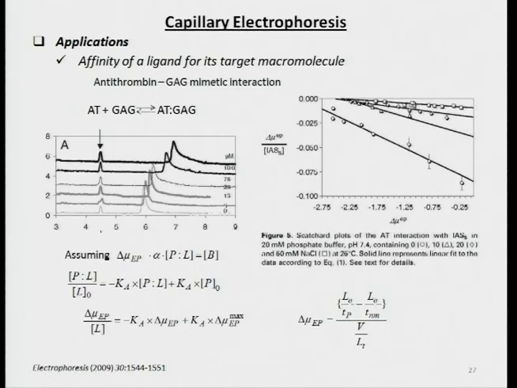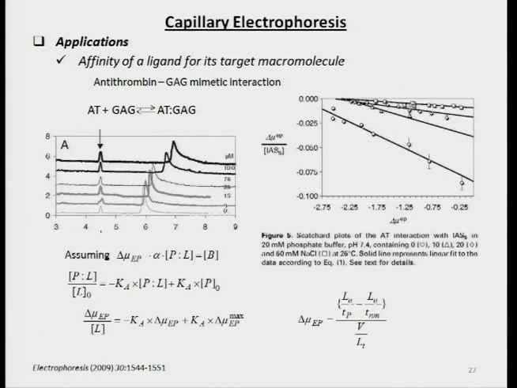And this difference in the migration time corresponds to the proportion of the complex that is formed. And then you can set up the equation. So this is the traditional Scatchard equation. You utilize the Scatchard equation, you get this plot. From this, the negative slope corresponds to the affinity. So it's a fairly useful technique.